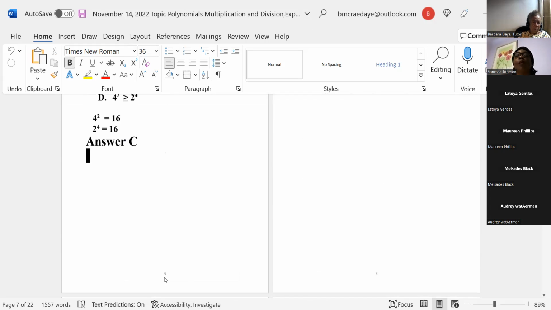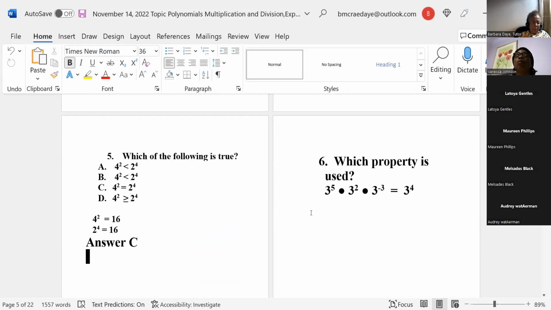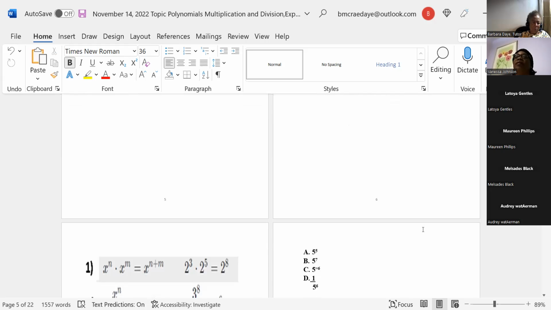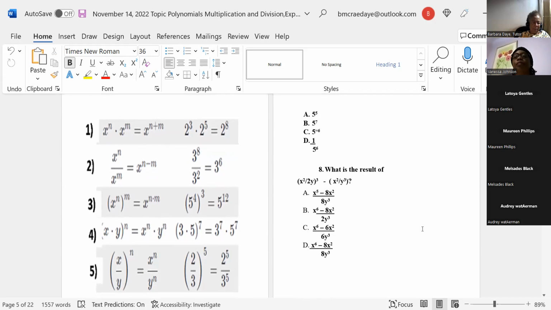Okay, go back up here. Which property is used? 3 to the second times 3 to the minus 3 equals 3 to the 4th. Which property did you use? Can I go back to the properties? Okay, here's the properties.